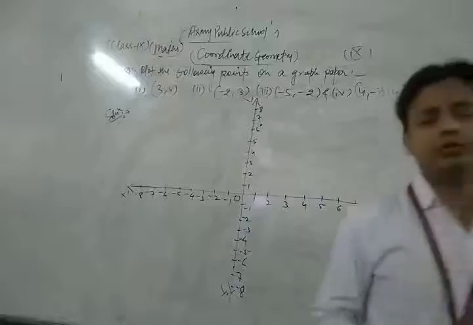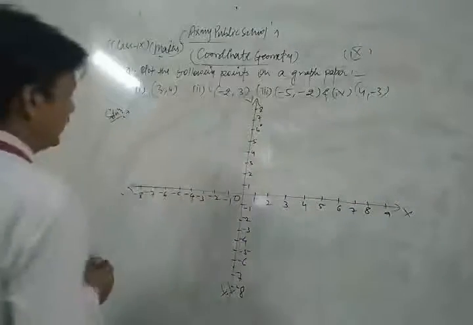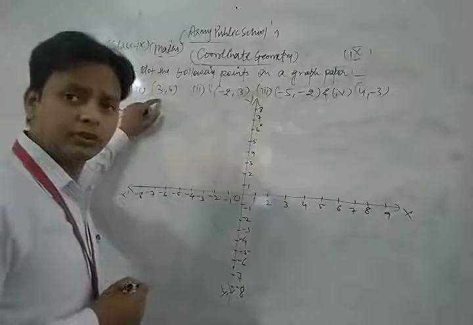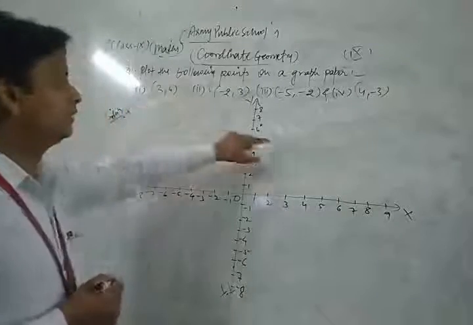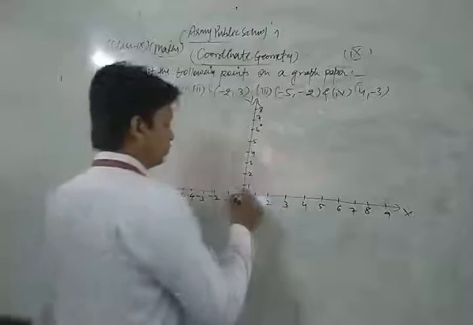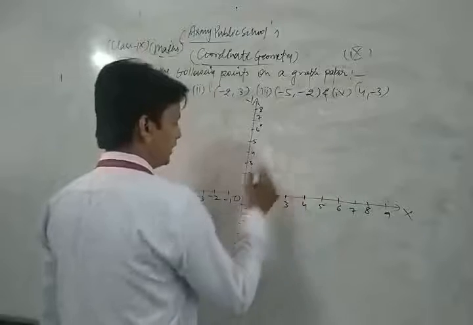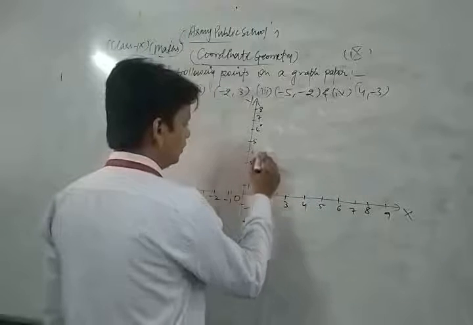Now dear student, what do I do for that question? First of all we plot the point (3, 4). Here the abscissa and ordinate are both positive, so they lie in the first quadrant. So x is positive, which is 3: 1, 2, 3. And the ordinate is 4, so plus 4 in the upward direction: 1, 2, 3, 4.